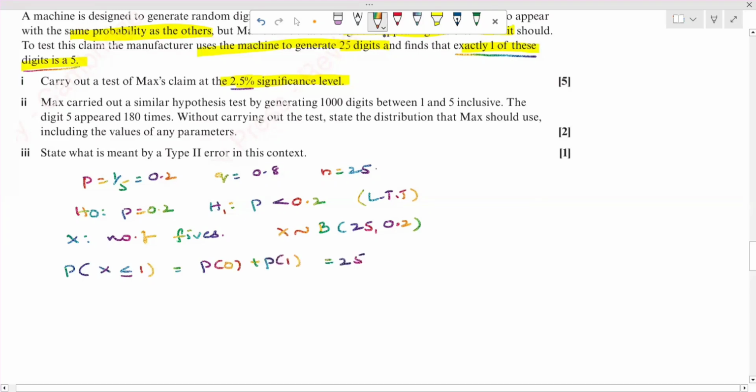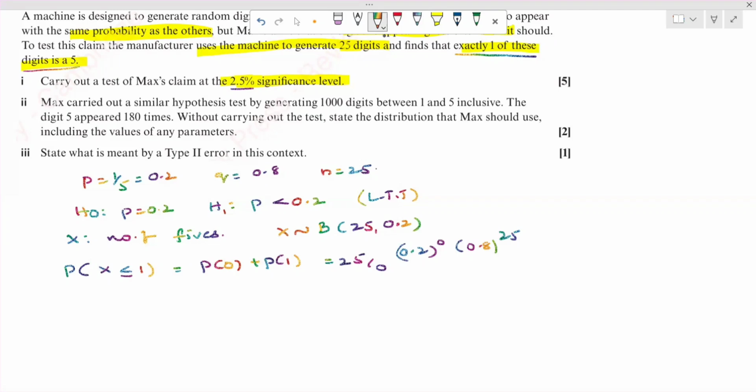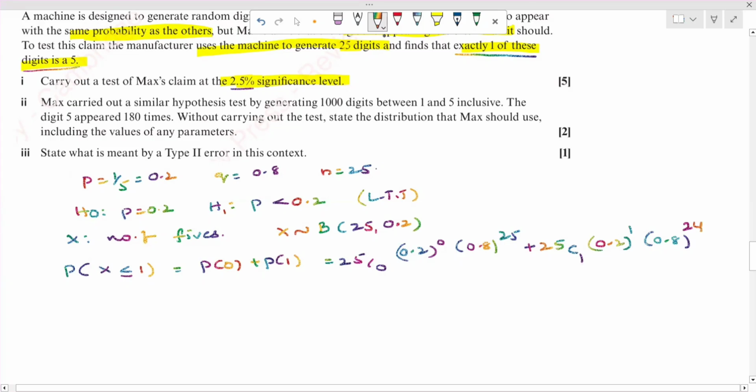So 25C0 × 0.1^0 × 0.8^25, plus 25C1 × 0.2^1 × 0.8^(25 minus 1), which is 0.8^24. Now use your calculator, you will be getting that. Let me find: 25C0 is 1, times 0.8 to the power of 25, plus 25C1 times 0.2 to the power of 1 and 0.8 to the power of 24.